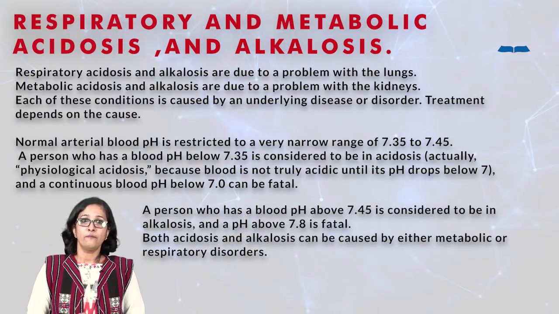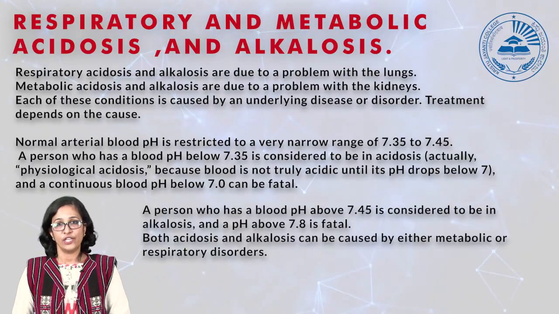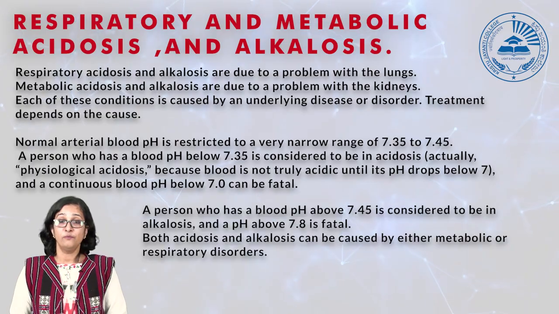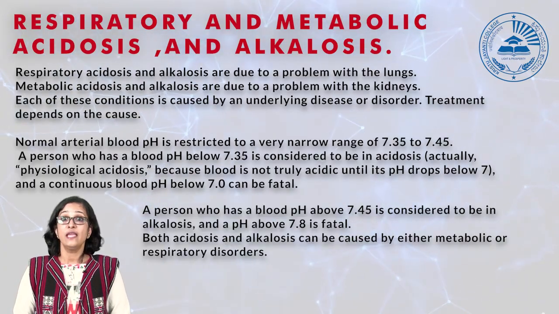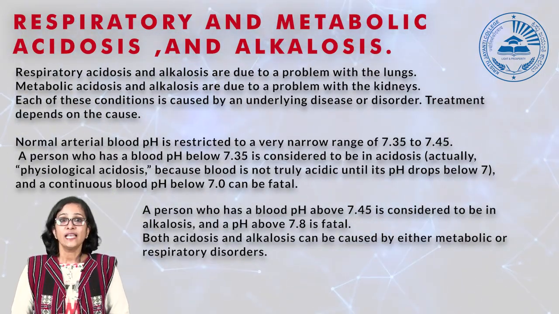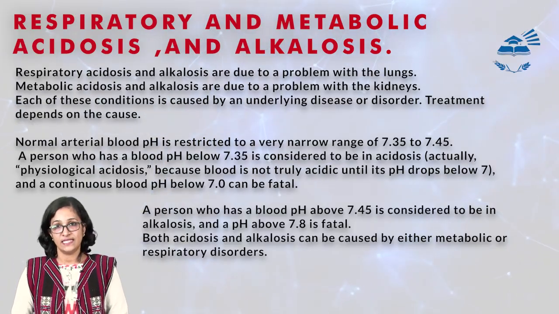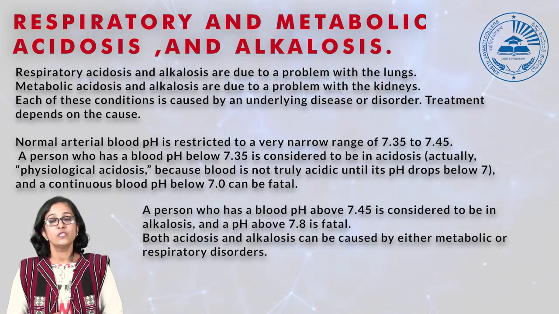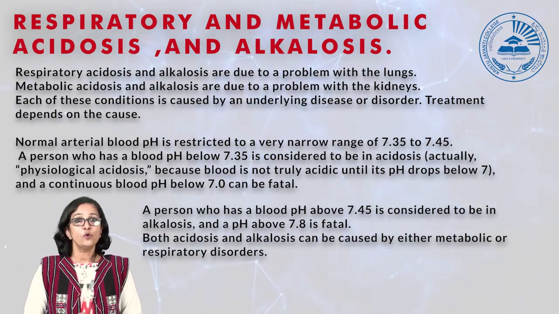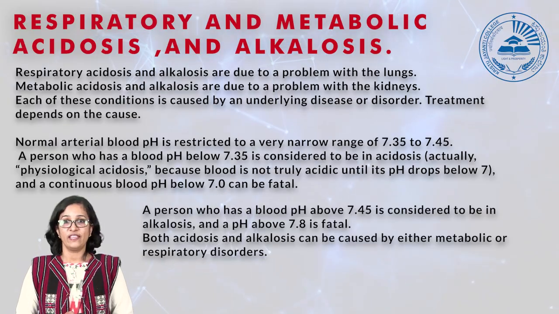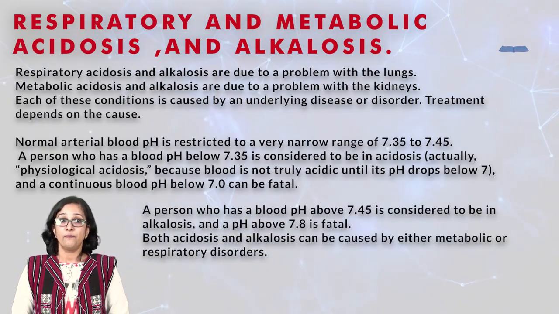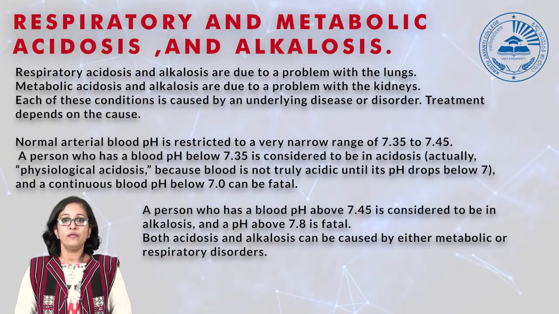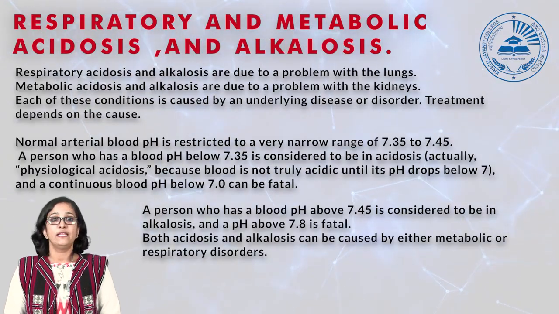Normal arterial blood pH is restricted to a very narrow range of 7.35 to 7.45. A person who has a blood pH below 7.35 is considered to be in acidosis. Actually, it is physiological acidosis, because blood is not truly acidic until its pH drops below 7. And a continuous blood pH below 7 can be fatal. A person who has a blood pH above 7.45 is considered to be in alkalosis, and a pH above 7.8 is fatal. Both acidosis and alkalosis can be caused by either metabolic or respiratory disorders.